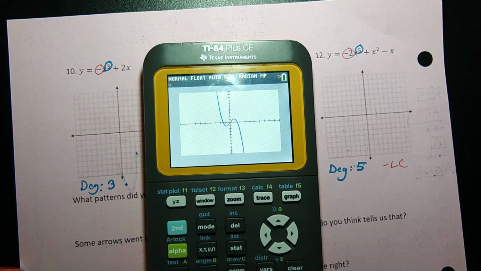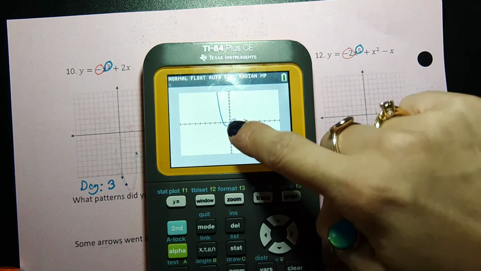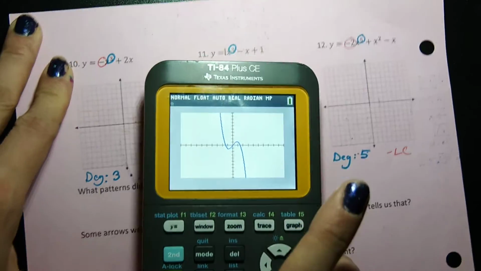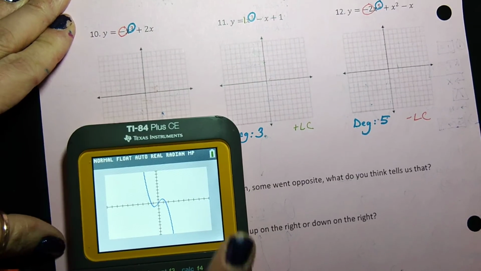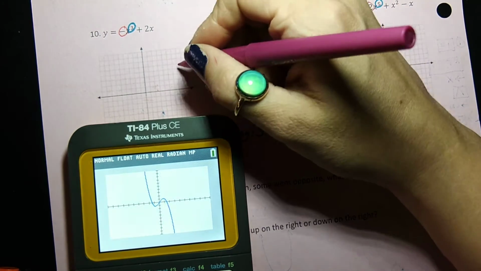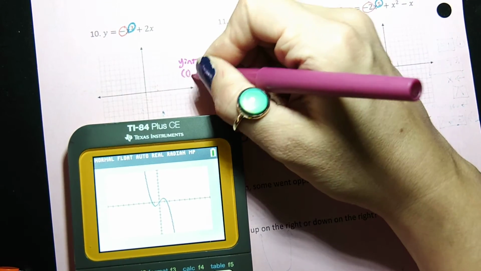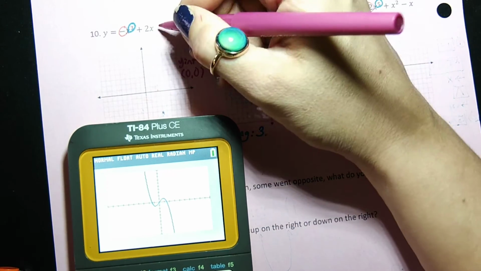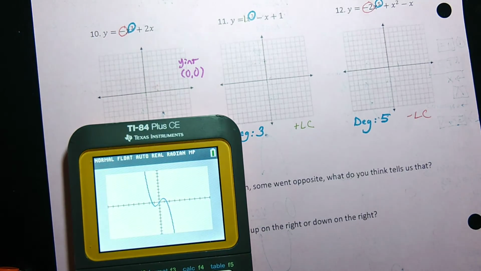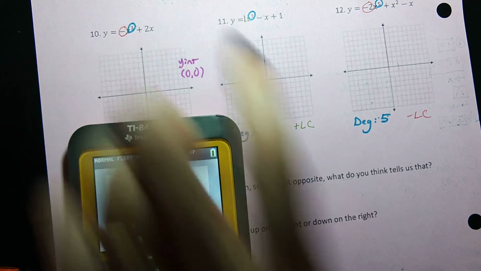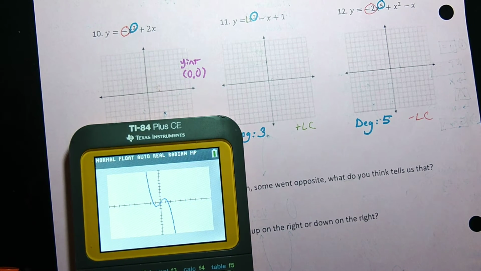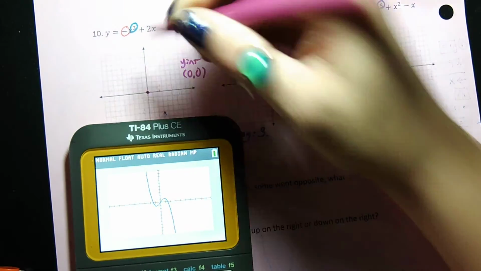Ooh, fancy. So it's like a cubic function, but there's an extra little bump up in there. So, ooh, we forgot to state our y-intercept for this one. Our y-intercept would be at not 2, but 0, 0. So notice on this one, if I cover up those x terms with zeros, we have nothing left. So my y-intercept is going through 0, 0.